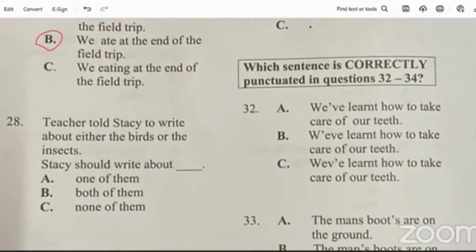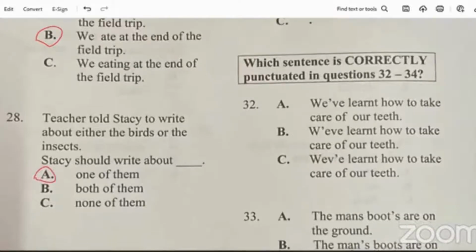All right, question 28. Teacher told Stacy to write about either the birds or the insects. Stacy should write about one of them, both of them, none of them. The word either or, so either the birds or. So she's given an option, so it's one of them.